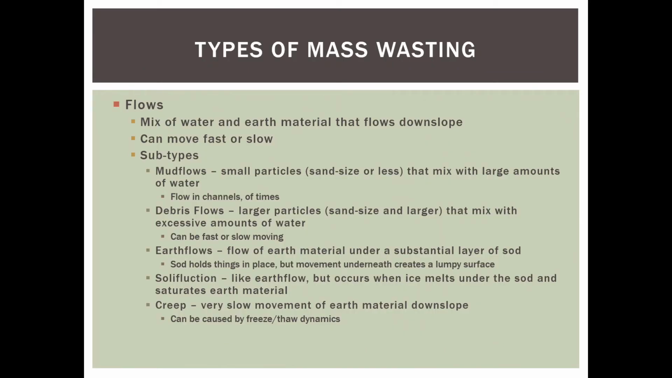Another type of mass wasting is what we call a flow. Now, a flow is different because now we're mixing water with earth material that flows down slope. These flows can be fast or they can be slow. It just depends. There's different types. There are mud flows. These are small particles, sand-sized or smaller, that are mixed with large amounts of water, and they flow down what look like stream channels, right? They flow very, very fast typically.